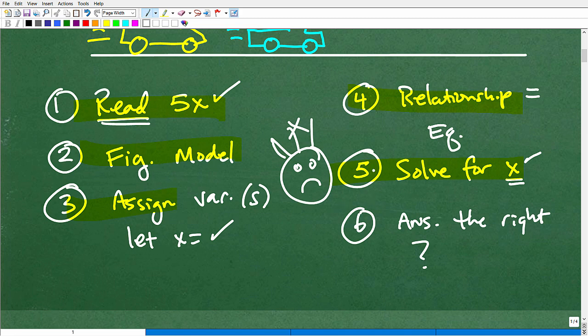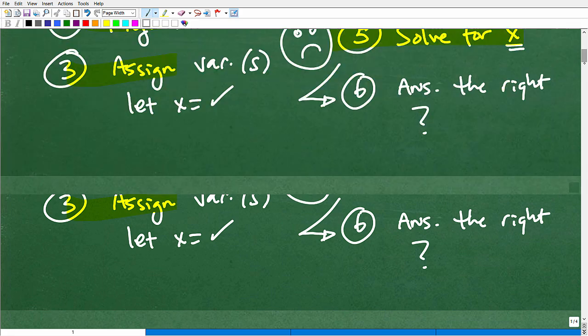So you're going to have to think about what this means. And when you set up the problem, you should know in advance that when you solve for X, you're going to have to take an additional step to answer the right question. All right, so that's the general problem solving format for algebra word problems. And now let's get into this one.